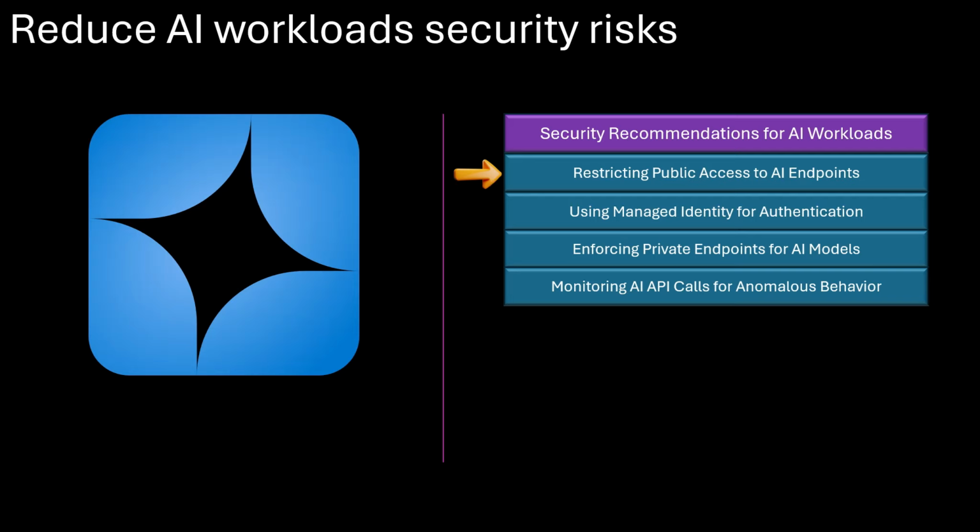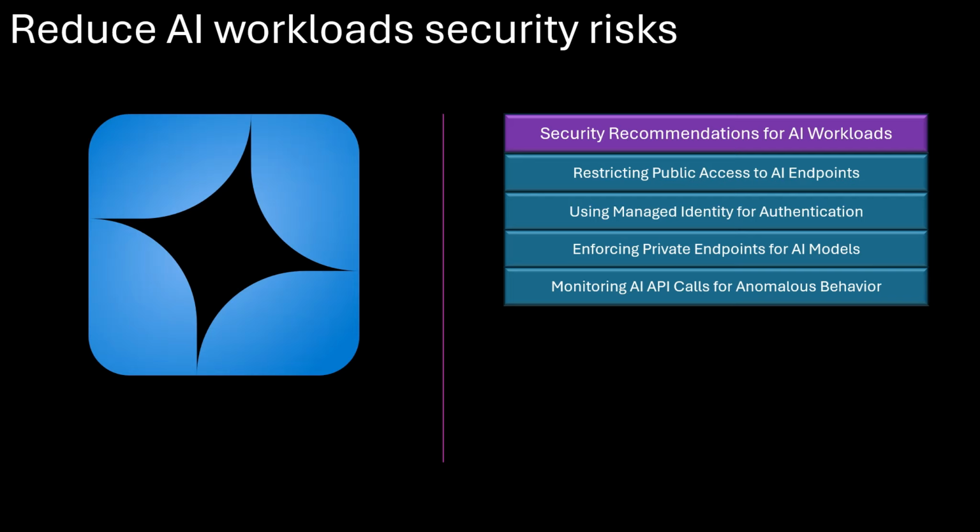By restricting public access to AI endpoints, you can prevent attackers from accessing your AI models over the internet. Using managed identity for authentication, you can ensure AI services authenticate securely without using hard-coded credentials. Enforcing private endpoints for AI models, you can limit exposure of AI models to only trusted networks. And monitoring AI API calls for anomalous behavior, you can identify unauthorized attempts to manipulate AI generated responses.